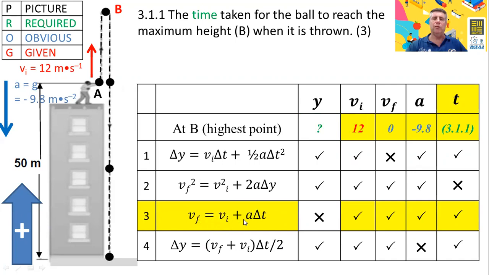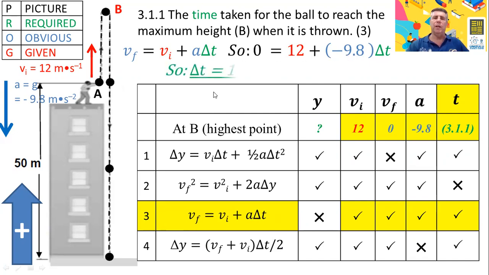Final velocity equals initial velocity plus acceleration times time. So we fill in that equation there. Then we put in our numbers. Final velocity is just 0. Initial velocity is 12. That was given. Acceleration is minus 9.8 times delta t, which is what we are looking for. That is what is required. Simply solving that for delta t, we get delta t is equal to 1.2245 seconds.